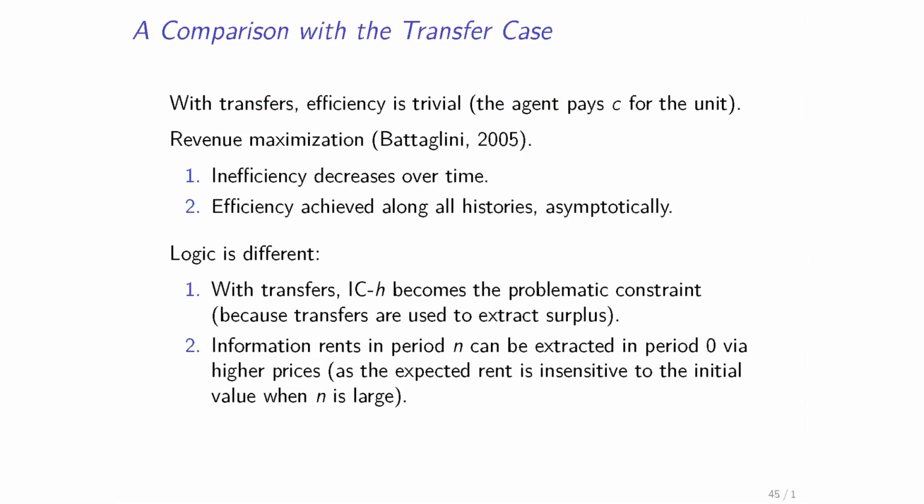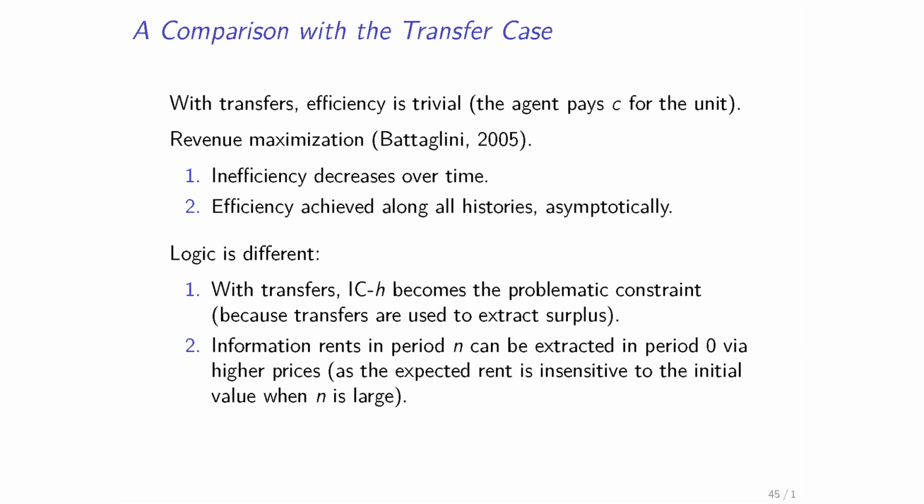As I said at the beginning, with transfers, the high type wants to mimic the low type. He wants to hide behind the low type to avoid paying a high price. With transfers, information rents in period n can be extracted at the very beginning, because the future type is very insensitive to my type today. So if we extract future rents at the very beginning, we can extract more.